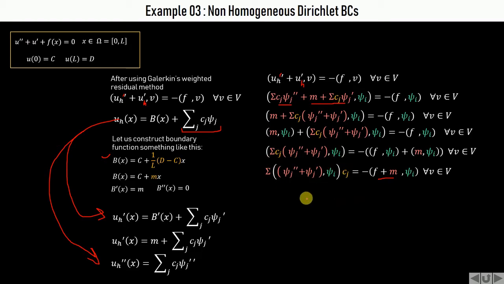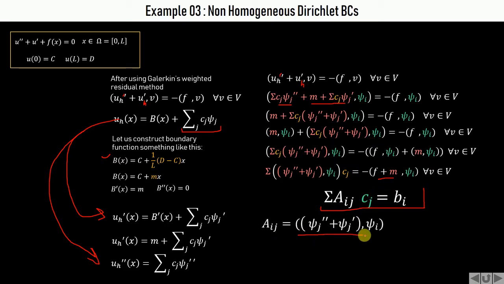Okay, so now this is finally the set of equations that we are going to solve to calculate these Cj's, where Aij looks something like this and Bi looks something like this. The extra addition is m. You see, from the boundary function part you get this m in the B vector. Here is what is changed because of the boundary function.